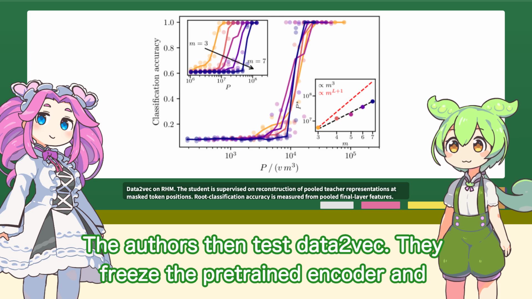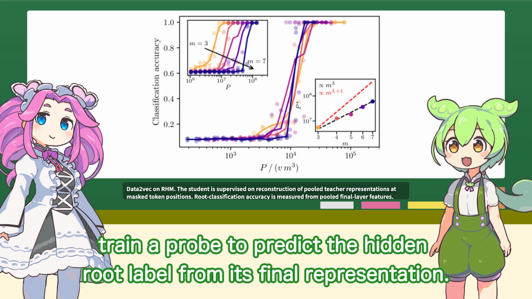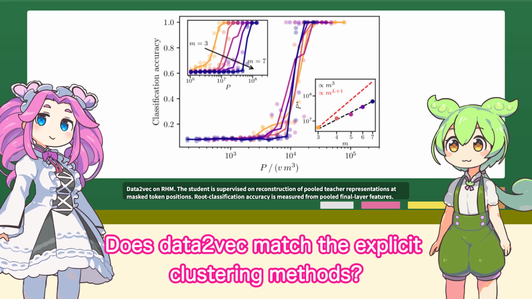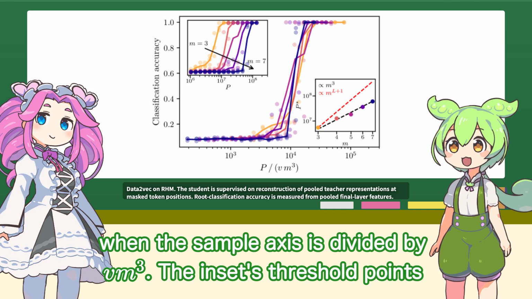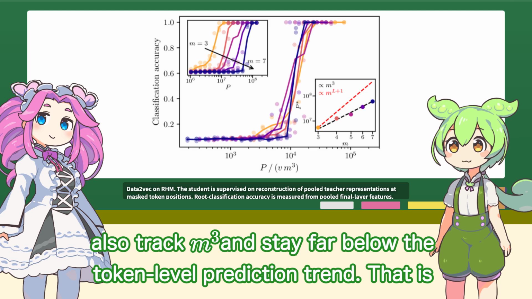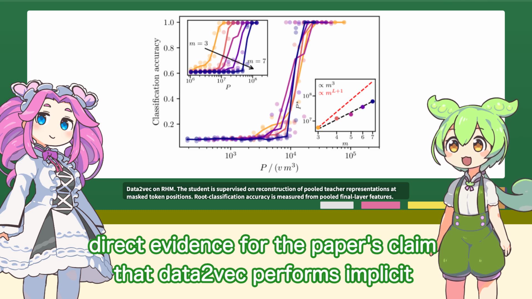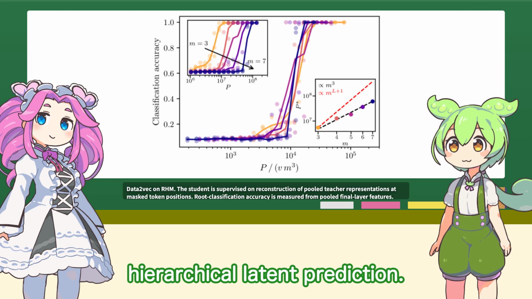They freeze the pre-trained encoder and train a probe to predict the hidden root label from its final representation. Does data2vec match the explicit clustering methods? Yes, the curves shift as m changes, but they collapse when the sample axis is divided by v times m cubed. The inset's threshold points also track m cubed and stay far below the token-level prediction rate. That is direct evidence for the paper's claim that data2vec performs implicit hierarchical latent prediction.